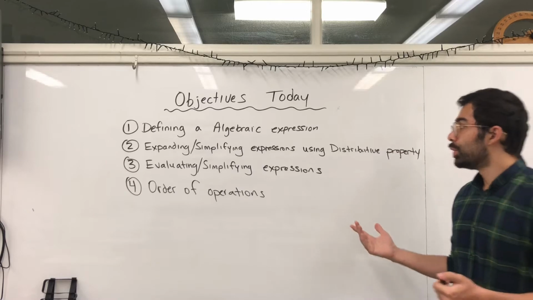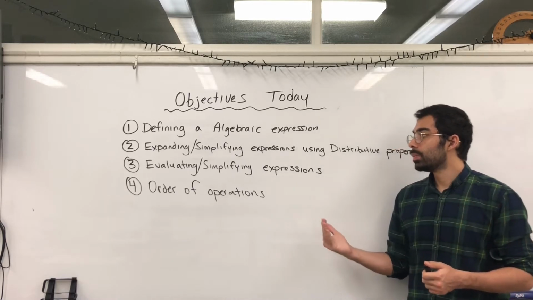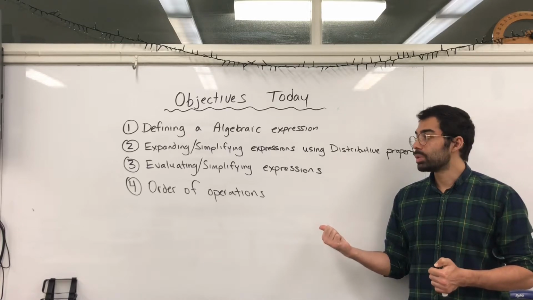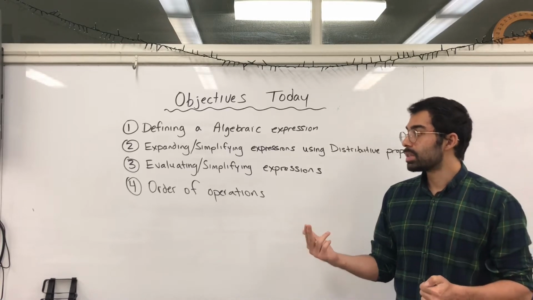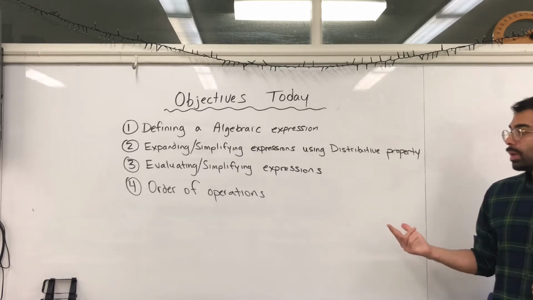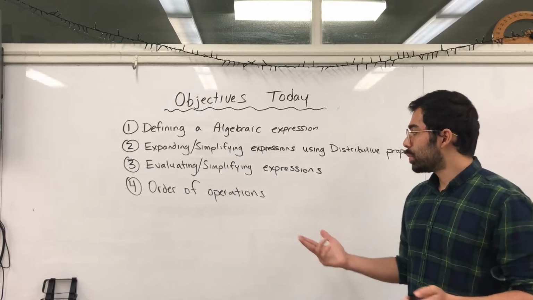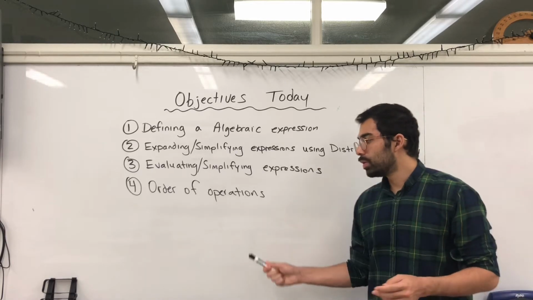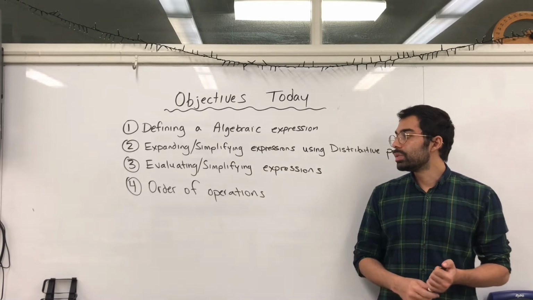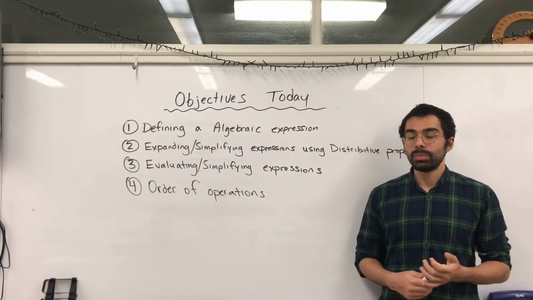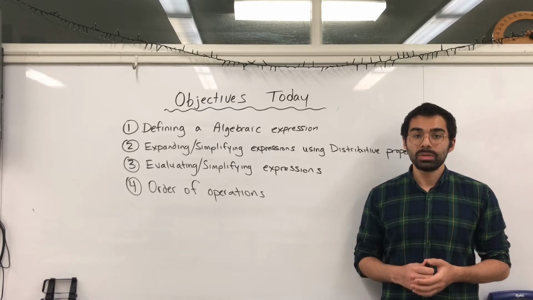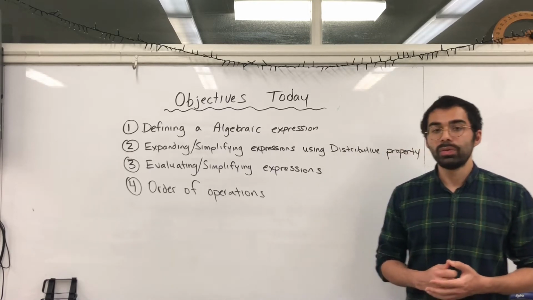Okay, so what we're doing today, at least the objectives today, we're going to start with defining what an algebraic expression is. Next, we're going to expand and simplify expressions using distributive property. Number 3, we're going to evaluate and simplify expressions. And number 4, we're going to do order of operations. Order of operations actually is sprinkled through each of these topics. So the good thing is you've done most of this in previous years. So this should be a quick review for you guys.